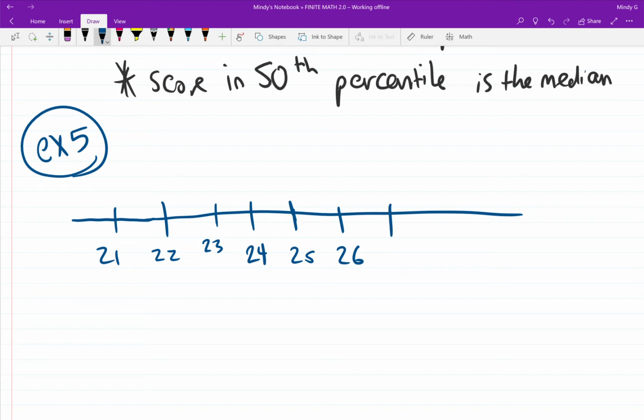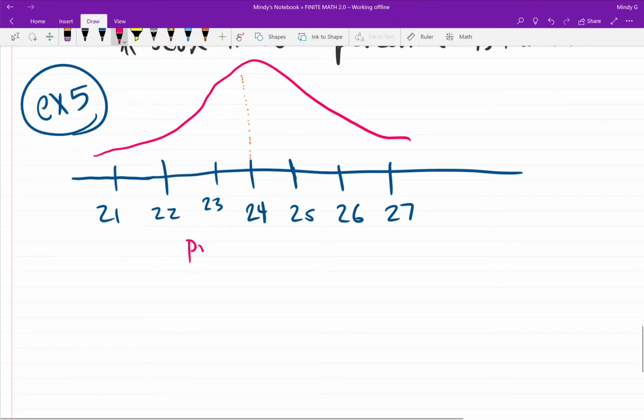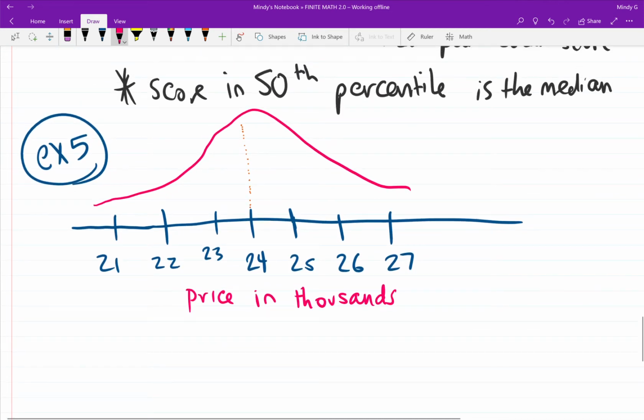It's opinion, right? Okay, so 24 in this data is going to be my mean. Here's my bell curve. Something like that. Okay, this is the price in thousands. So 24,000, 25,000, 26, 27, so forth. And this is the number of cars sold.